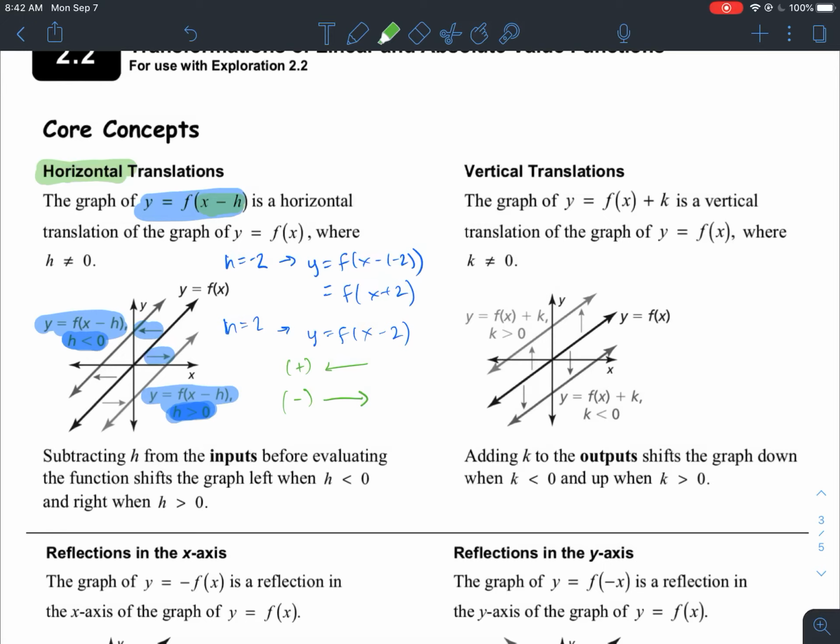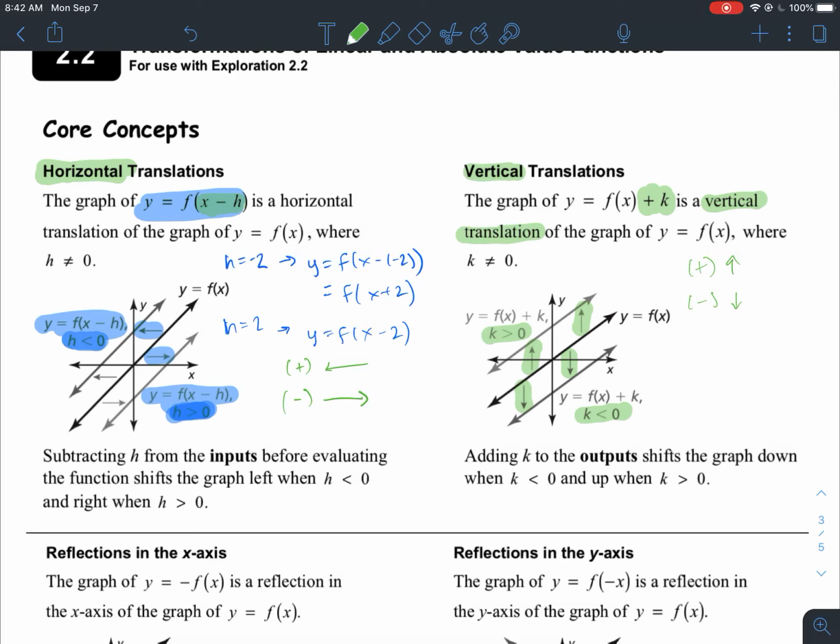Now compare that to vertical transformations right here of the graph y equals f of x plus k. Notice that this k is not inside of our parentheses, it's outside. That means it's going to be a vertical translation, not a horizontal translation. And then you can see here that when we're going upwards, k is greater than 0. When we're going downwards, k is less than 0. Okay? So whenever k is positive, you're moving up. Whenever it's negative, you're going down.